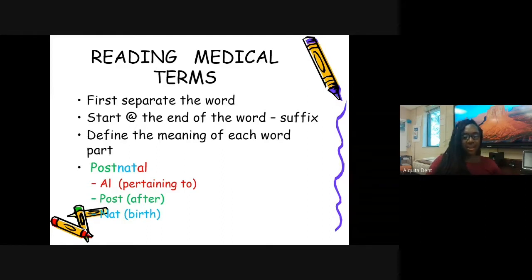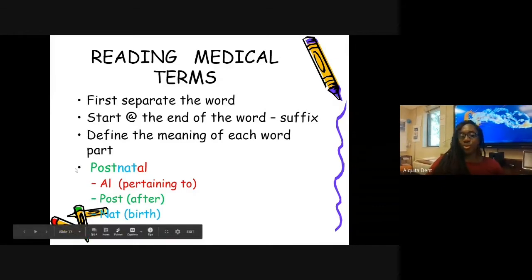All right, so here's our example. We got postnatal, all right? So post is the prefix, nate is the word root, al is the suffix. So al means pertaining to, post means after, nate means birth. So if I read this term, postnatal means pertaining to the time or period after birth. Got it? So pertaining to, there's my suffix, the time after, which is post, birth, which is nate. And that's how we read medical terms.